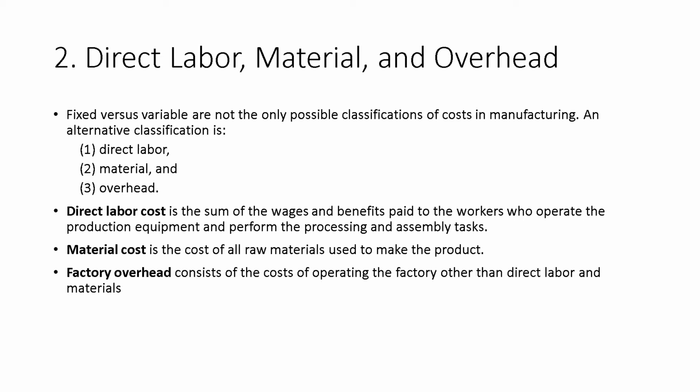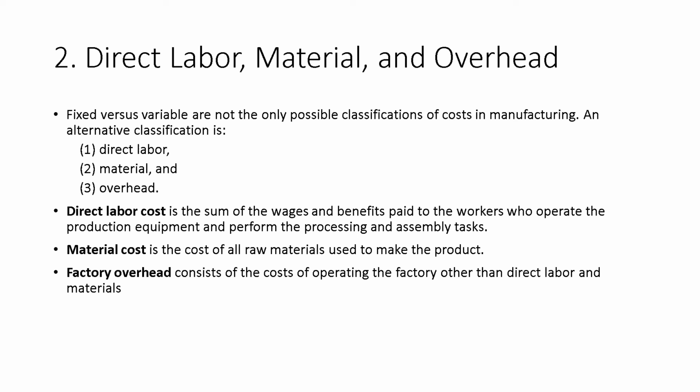Direct labor, material, and overhead. Fixed versus variable are not the only possible classification of cost in manufacturing. An alternative classification is direct labor, material, and overhead. Direct labor cost is the sum of the wages and benefits paid to the workers who operate the production equipment and perform the processing and assembly tasks.